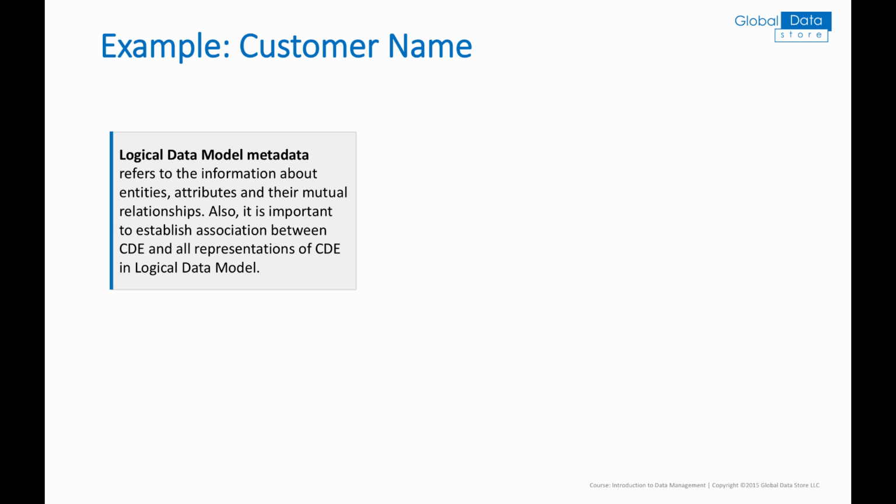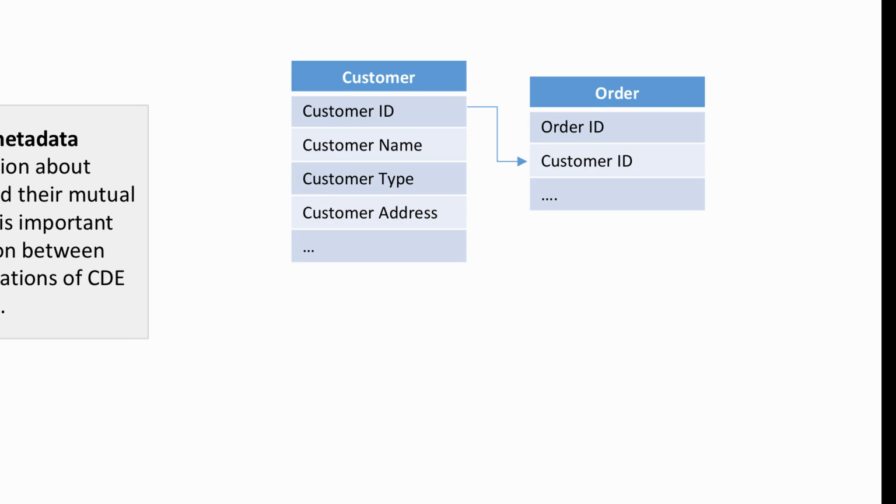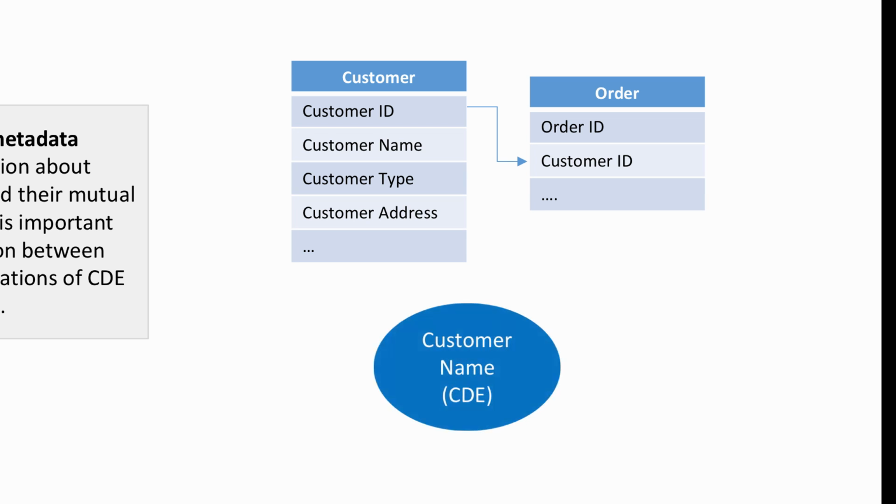Let's look at an example with our customer name CDE. Let's say we have a model with two entities, customer and order. Customer entity contains attributes such as customer ID, customer name, customer address, and so on. Therefore, we can make association between CDE customer name, which belongs to business metadata, and attribute customer name from the entity customer, which belongs to technical metadata.